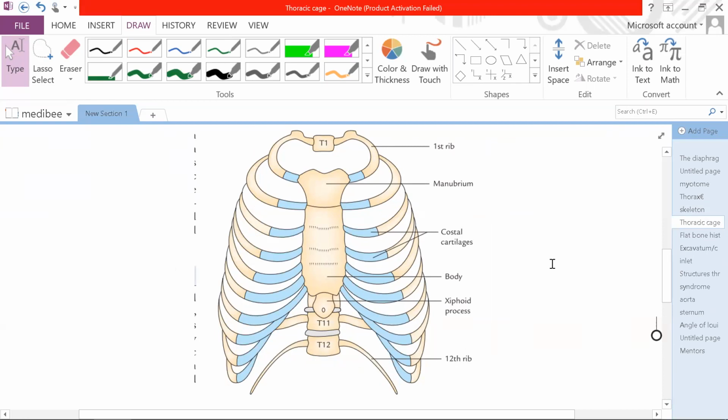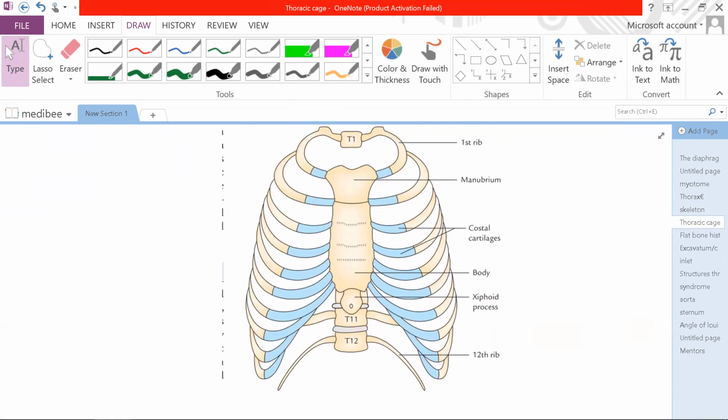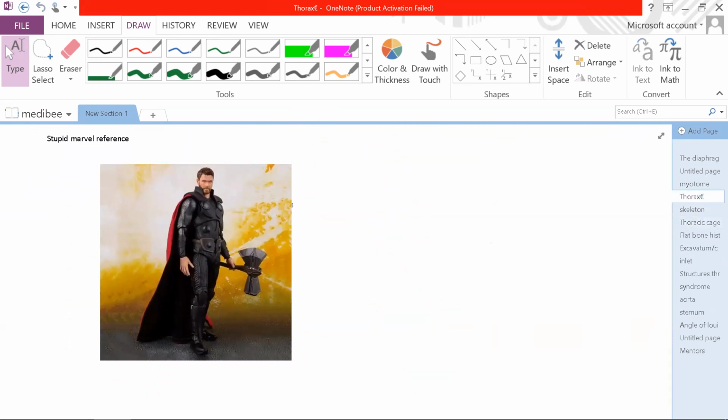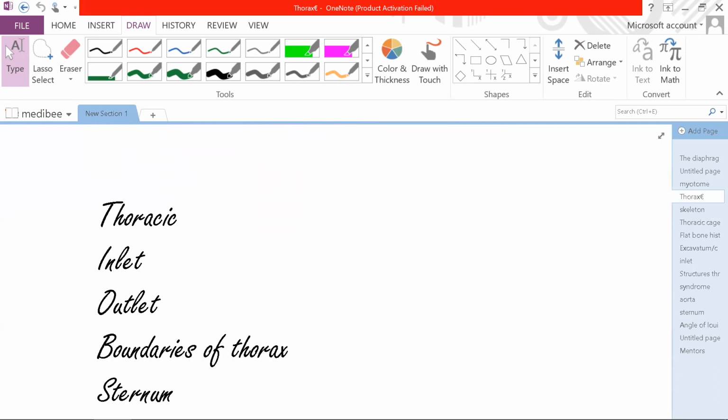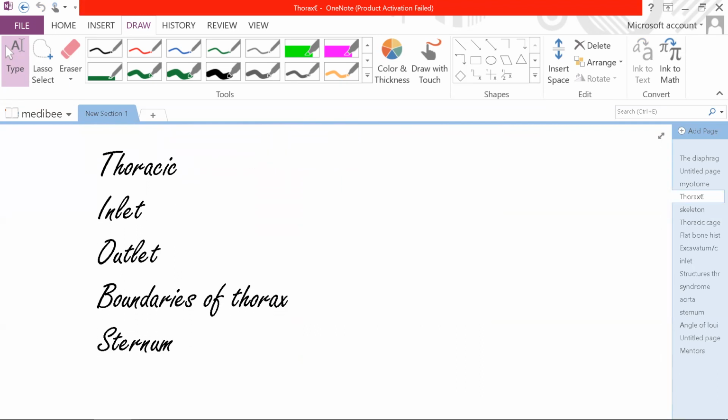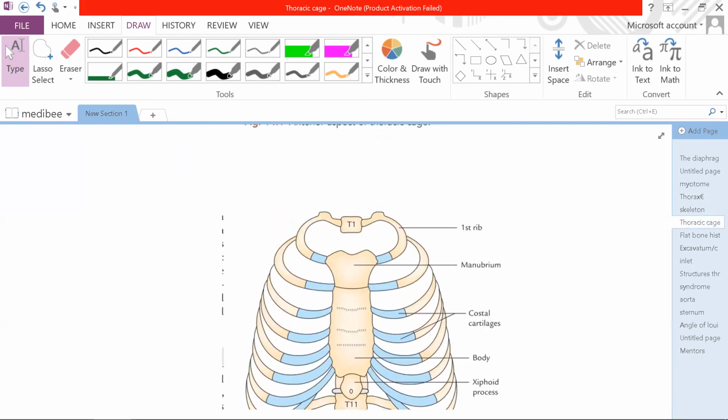You see, now this structure is known as the thoracic cage. So the topics that we are going to discuss today are the thoracic inlet, outlet, boundaries of the thorax, and sternum. See, look at this word, thoracic case. It says case. What does case refer to?